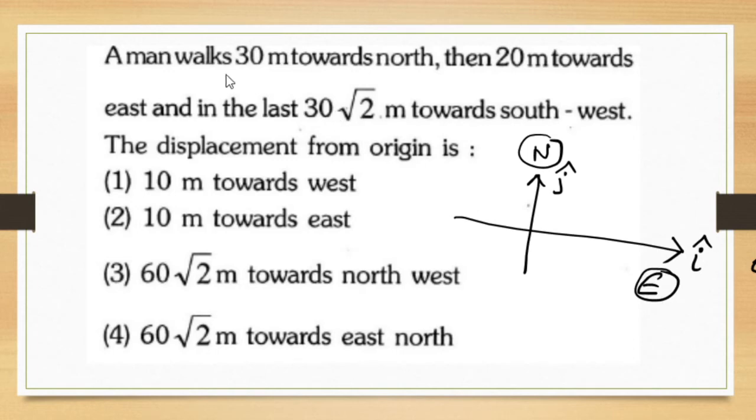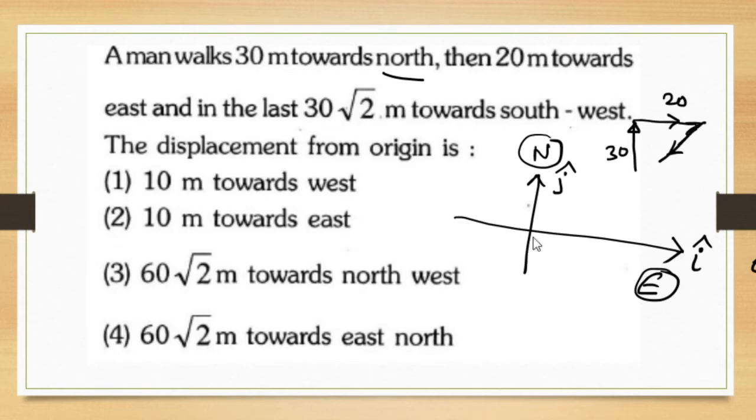Now you see in the question it is given that 30 meter towards north. It means we can say that first the person goes in this direction, that is 30, then 20 meter towards east, it means he goes in this direction. Well, then 30 root 2 meter towards southwest, okay, then he comes in this direction.